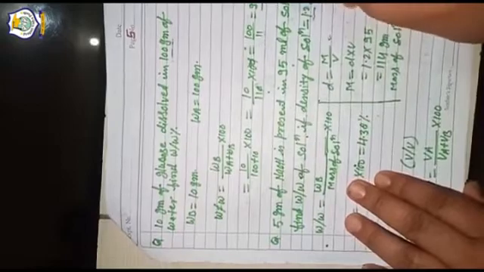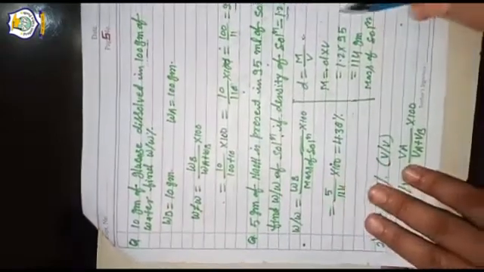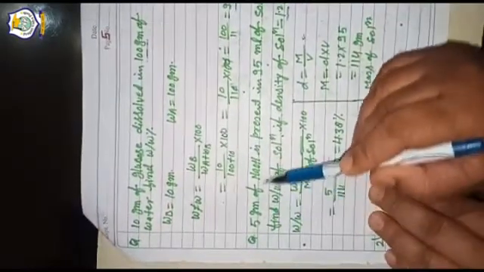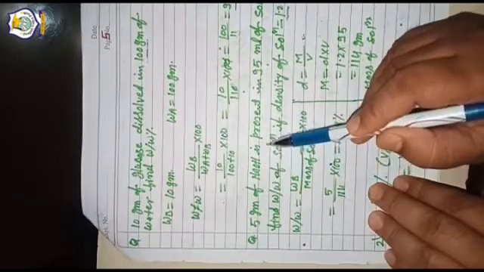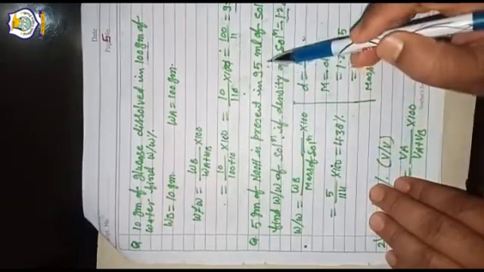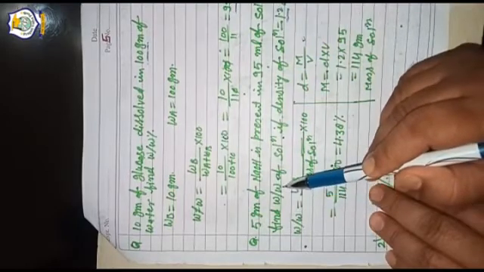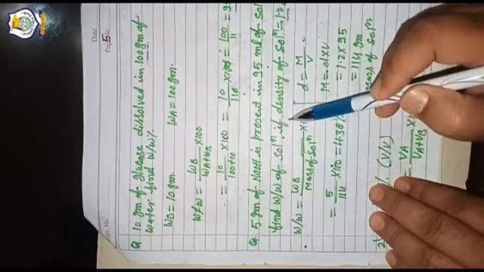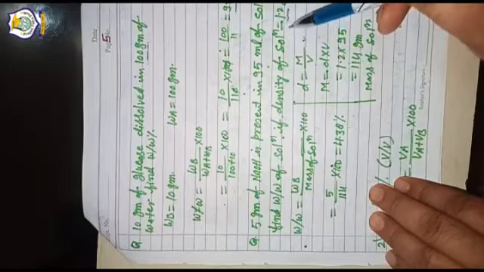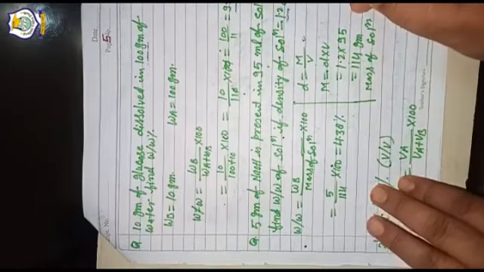And another example is: 5 gram of NaOH is present in 95 ml of solution. Find W upon W of solution if the density of solution is 1.2 gram per ml.